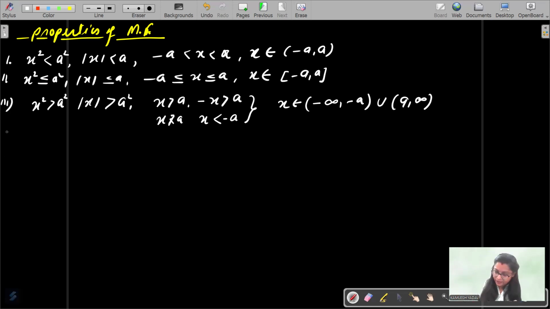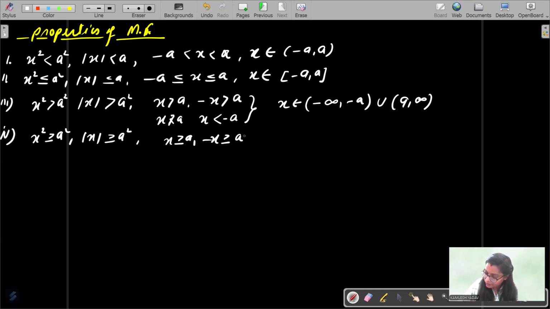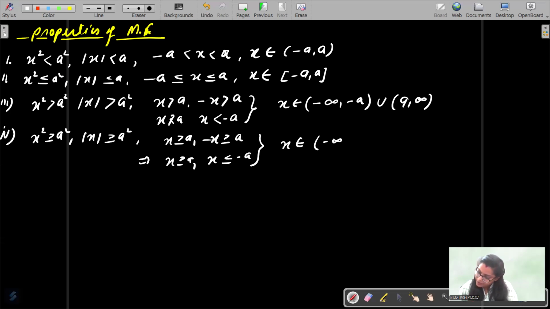Then for the fourth case, x² ≥ a², it means |x| ≥ a. So x ≥ a and -x ≥ a. So this implies x ≥ a and x ≤ -a. So x belongs to (-infinity, -a] in closed interval, and union [a, infinity). Infinity is always written in an open interval.